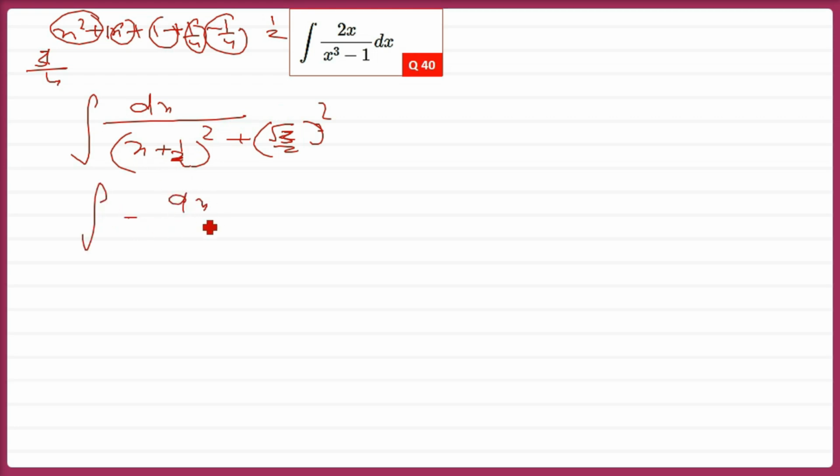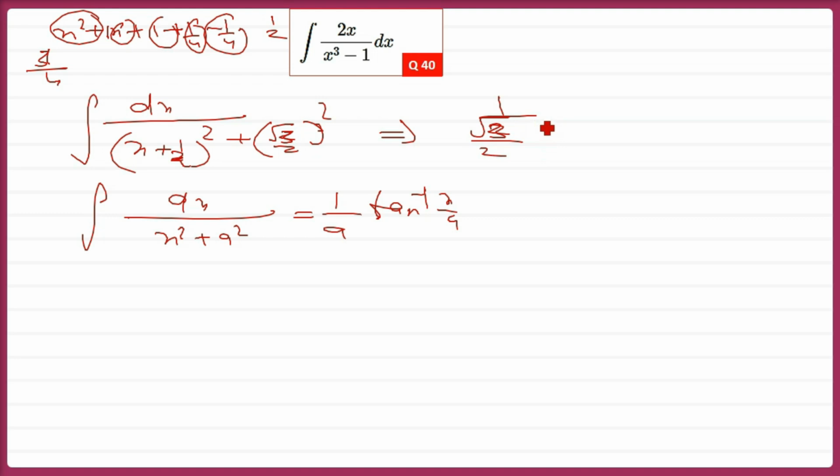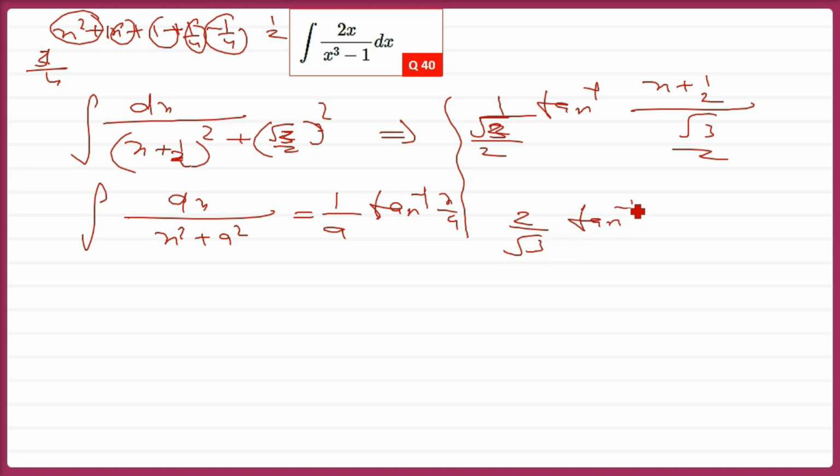Now we have a direct result. Integration of dx divided by x square plus a square has a direct result. It is 1/a tan inverse x/a. x you will take as x plus half and a will be taken as root 3 by 2. So 1/a tan inverse x/a: 1 by root 3 by 2 tan inverse of (x plus half) divided by root 3 by 2. So this 1 by root 3 by 2 has become 2 by root 3. Tan inverse, this x plus half will become (2x plus 1) by 2. So 2x plus 1 by 2 in the numerator, root 3 by 2 in the denominator. 2 gets cancelled. You have 2x plus 1 divided by root 3.